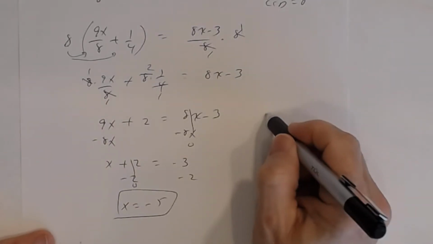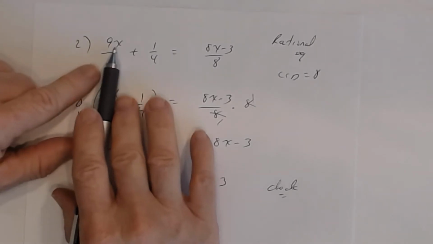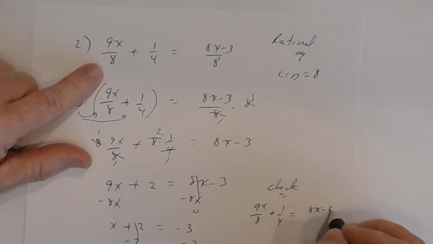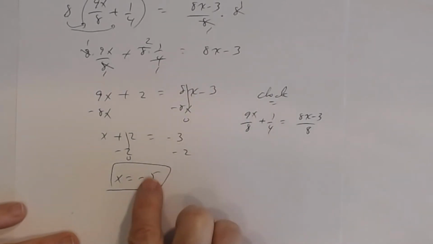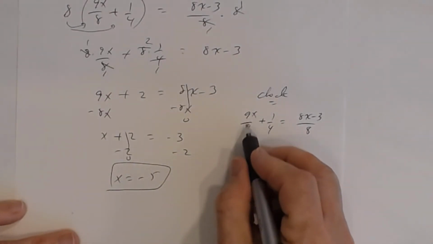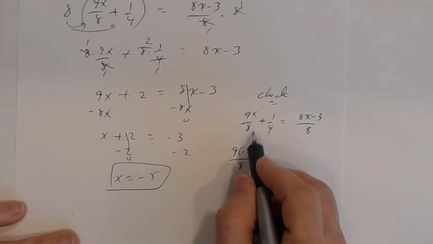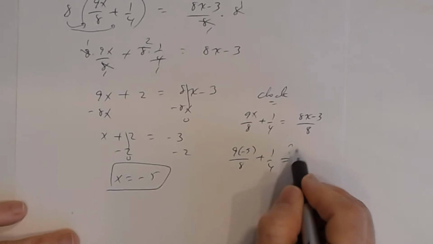All right, so let's check it. Let's go back to the original equation. Always go back to the original. So here's the original: 9x divided by 8 plus 1/4 equal 8x minus 3 divided by 8. Wherever you see the variable x, you're going to substitute negative 5. So I get 9 times negative 5 divided by 8 plus 1/4. And I want to see if that's going to equal this side.